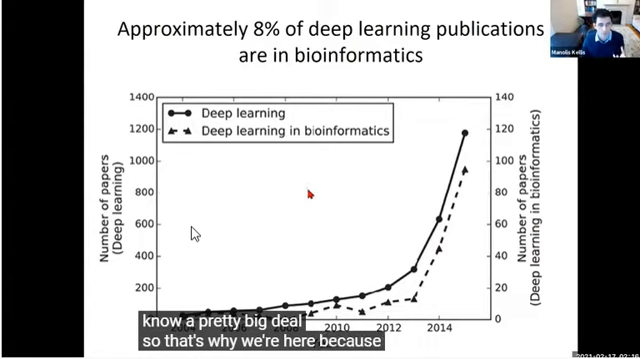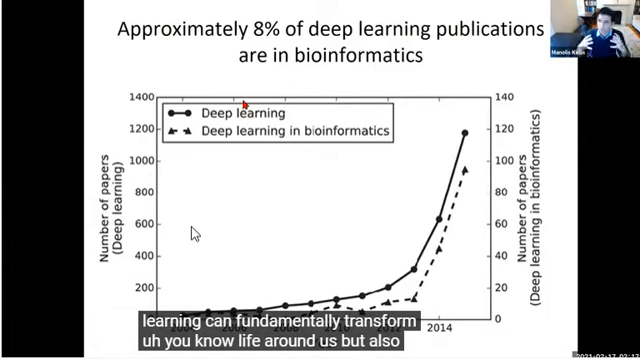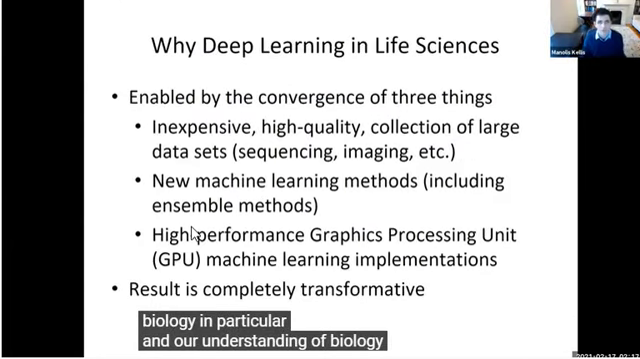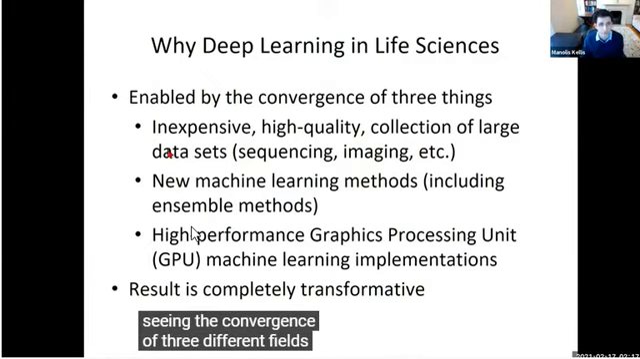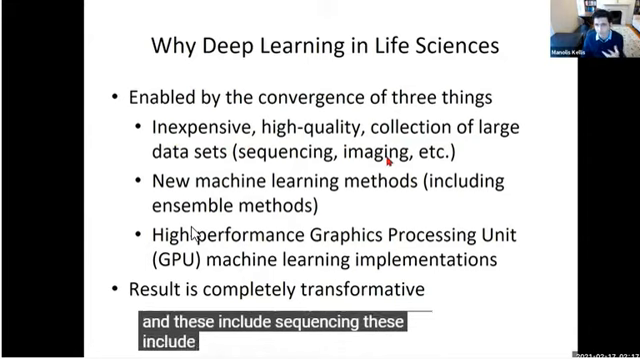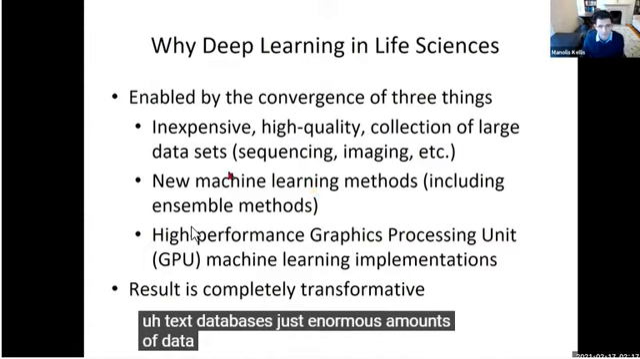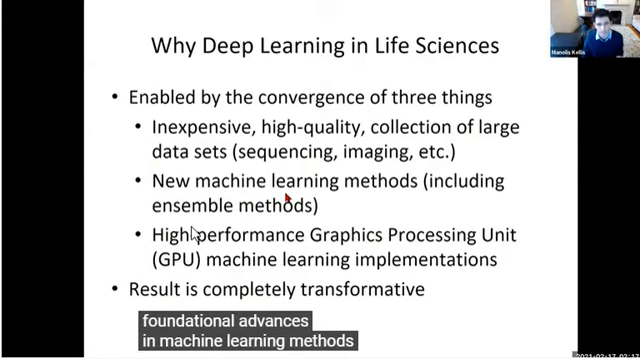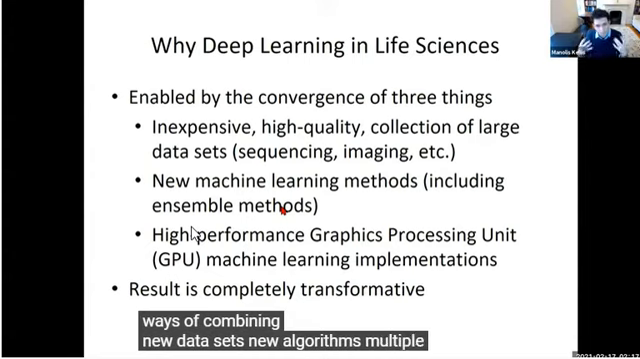So that's why we're here, because deep learning can fundamentally transform life around us, but also biology in particular and our understanding of biology. And specifically for the life sciences, we're seeing the convergence of 3 different fields. On one hand, we have inexpensive, high quality, large data sets. And these include sequencing, these include imaging, medical records, text databases, just enormous amounts of data. The second one is that there's really foundational advances in machine learning methods and multiple ways of combining new data sets, new algorithms, multiple methods together.